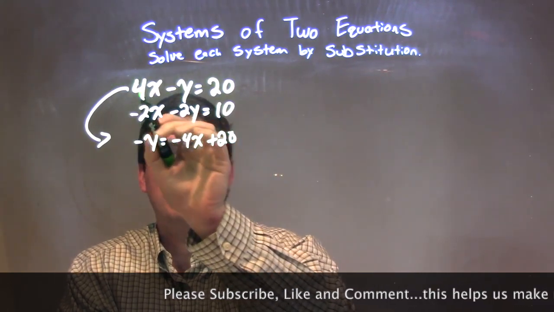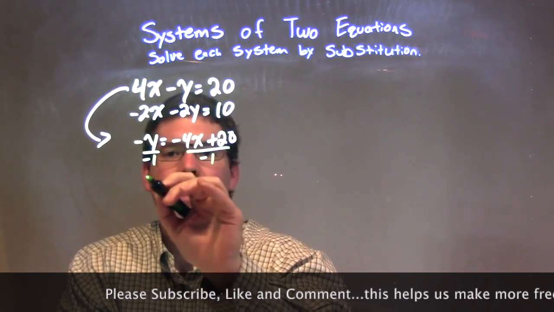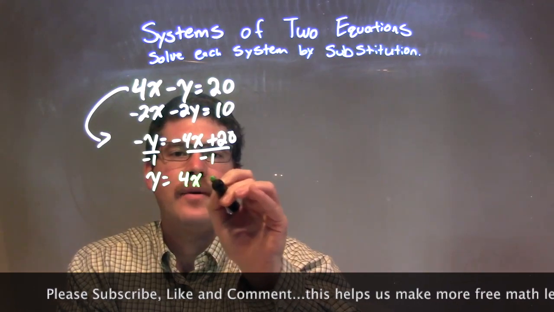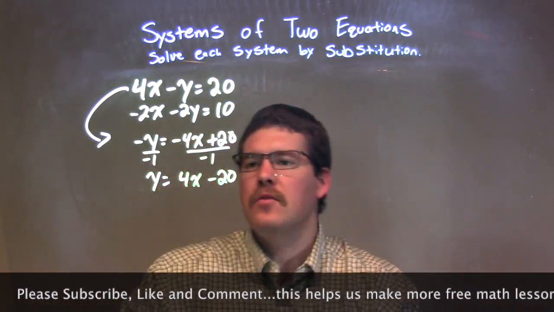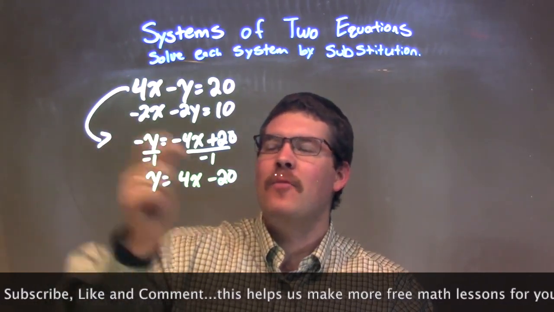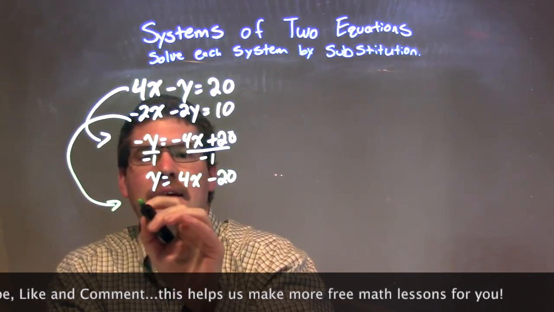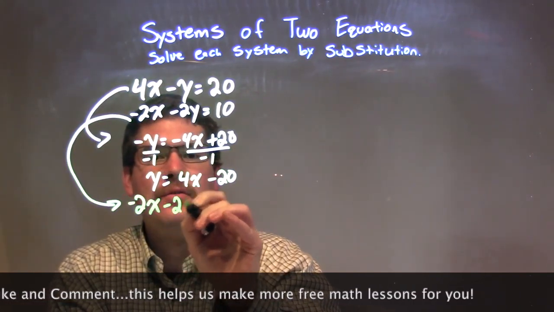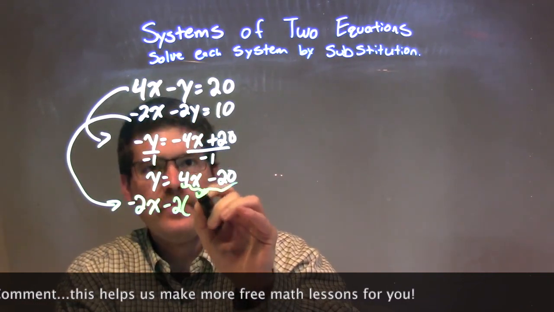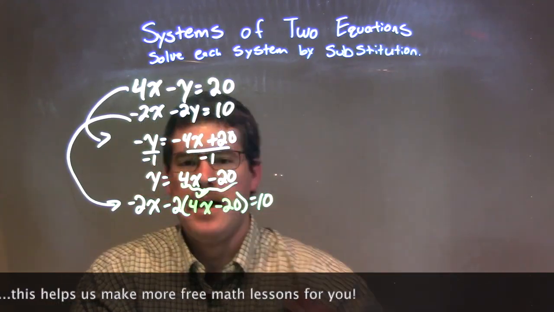Hopefully you can see that I subtracted 4x on both sides. From there, I divided both sides by negative 1 to get y by itself, so distribute the negative 1: positive 4x minus 20. So I have y equals 4x minus 20, and I'm going to plug that in for the y of my second equation. So negative 2x minus 2 times, which my y is, I'm plugging right here, 4x minus 20, and that's equal to 10.